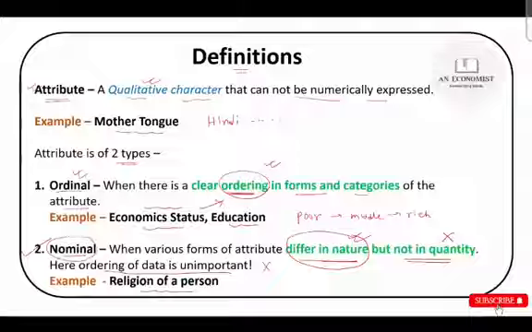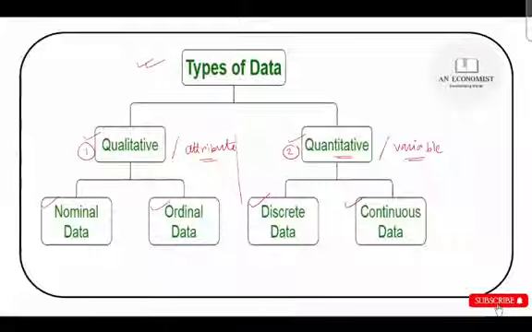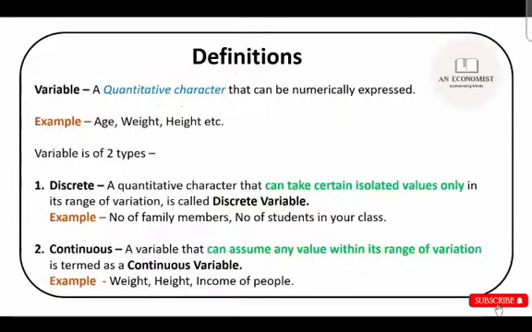So attribute we have understood, and there are two forms of attribute, ordinal and nominal. Okay, so we have done the left hand portion of this chart. Now let us go to this part, quantitative data and its types. Quantitative data, as I have mentioned, is also known as variable. So variable is a quantitative character that can be numerically expressed. Simple definition. For example, age, weight and height.